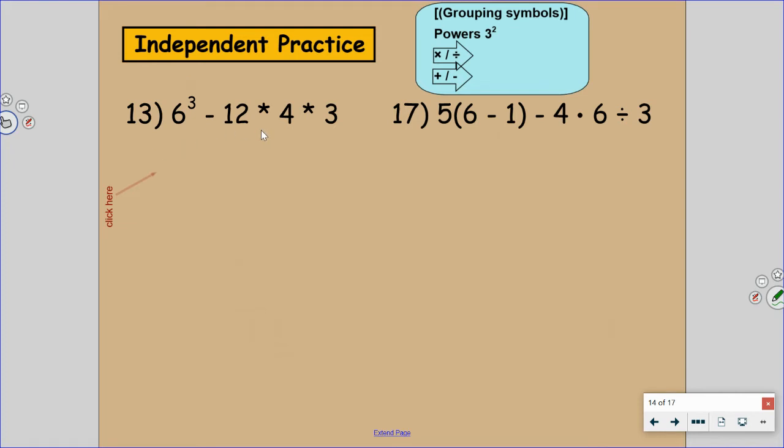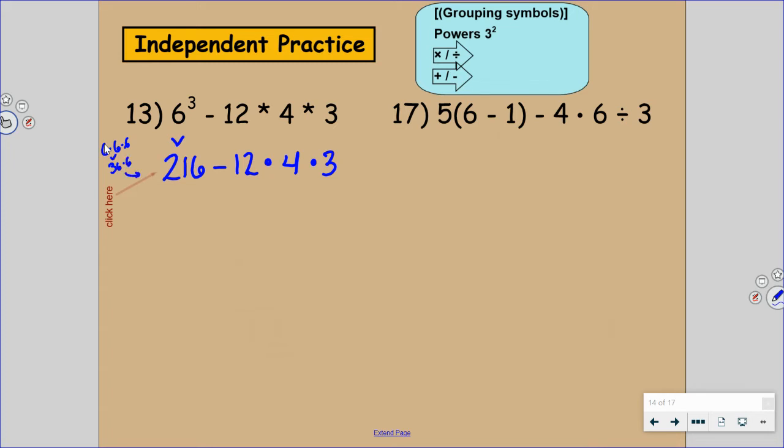So, number 13, let's just look at the order of operations. Are there any grouping symbols? Nope, check. Are there any powers? Yes. We must do 6 times 6 times another 6. Now, 6 times 6 is 36. 36 times another 6 is 216. If you need to, you're welcome to go off to the side and multiply it out piece by piece.